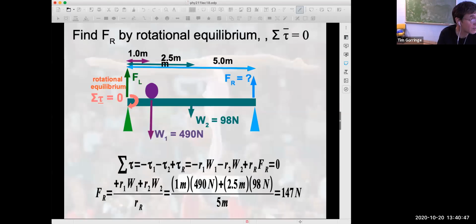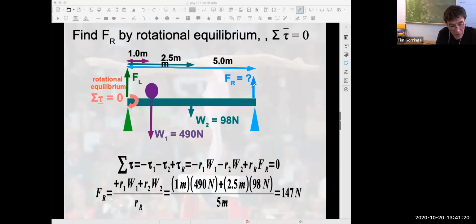Okay, so solving this is done in 2 steps. First I'm going to apply rotational equilibrium, and then I'm going to apply translational equilibrium. When I apply rotational equilibrium, I first find the force from the right-hand support. And then when I do translational equilibrium, I'm going to find the force from the left-hand support. So here my job is basically to find the force exerted by this right-hand support. I'm going to find this one here, and I'm going to do it by applying rotational equilibrium at the left-hand support.